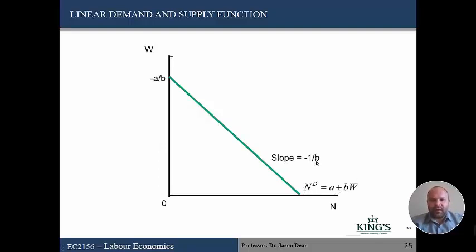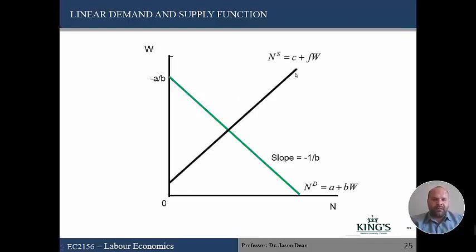Its slope is negative 1 over b. That's easy to obtain. If we were to have w as a function of n, and look at what's in front of n, it would be negative 1 over b. The intercept term is obtained by setting n equal to 0 and solving for w, and then clearly we would see that it would be negative a over b.